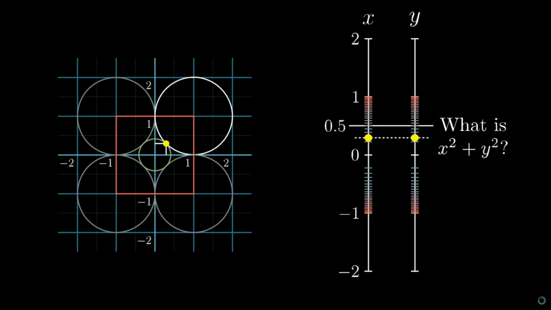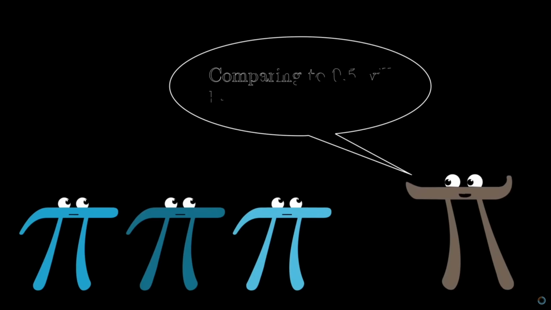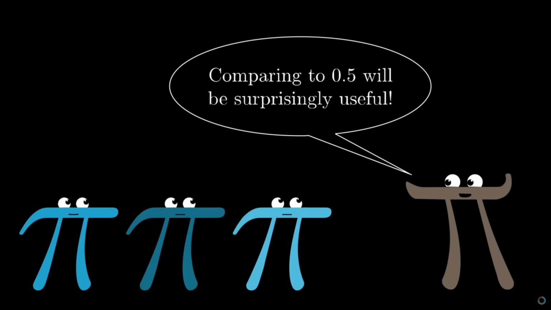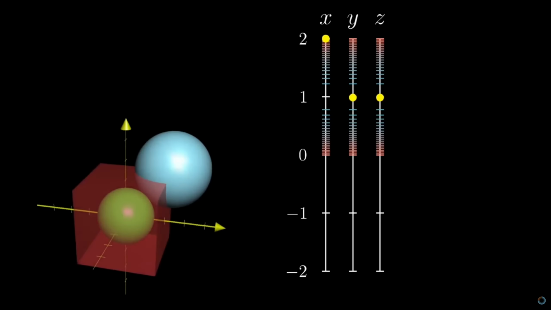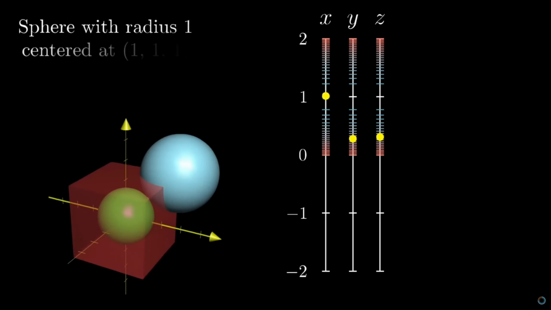For example, down here in 2 dimensions, both x and y dip below 0.5 in this configuration. So the total value, x squared plus y squared, is going to be less than 0.5 squared plus 0.5 squared. Comparing to this halfway point is really going to come in handy for wrapping our mind around what happens in higher dimensions. Taking things one step at a time, let's bump it up to 3 dimensions.